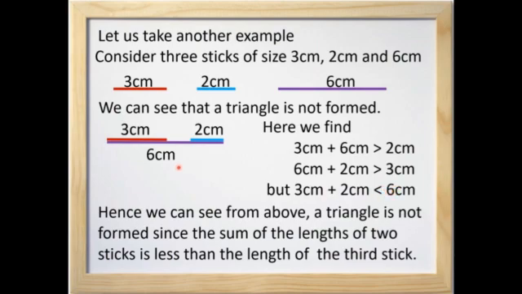So again we are not getting a triangle. Hence we can see from above that a triangle is not formed since the sum of the lengths of two sticks is less than the length of the third stick. Did you all understand, children?